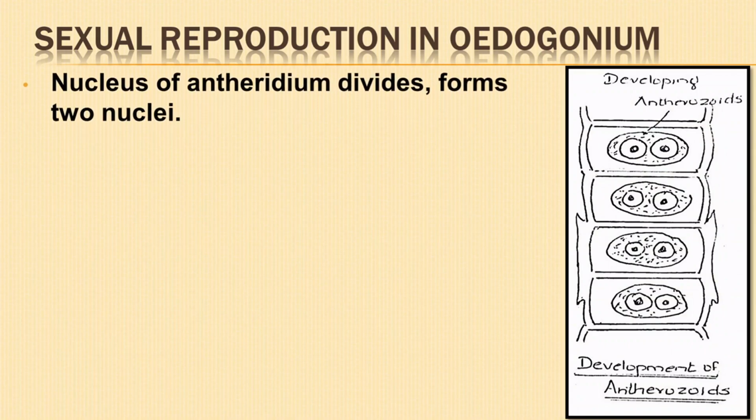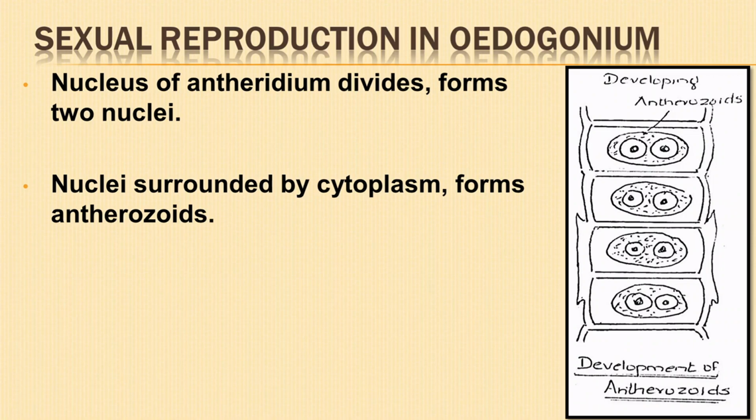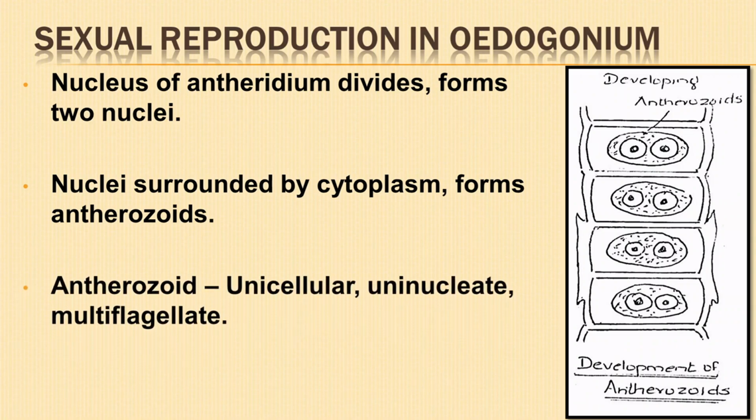The nucleus of the antheridium divides into two and the two nuclei lie side by side. Each nucleus is surrounded by cytoplasm and forms an anthrozoid. Two anthrozoids are developed from each antheridium. The anthrozoids are unicellular, uninucleate, and multiflagellate structures.